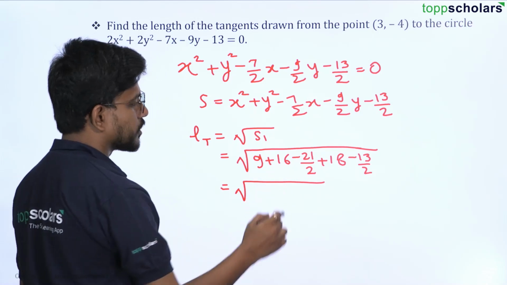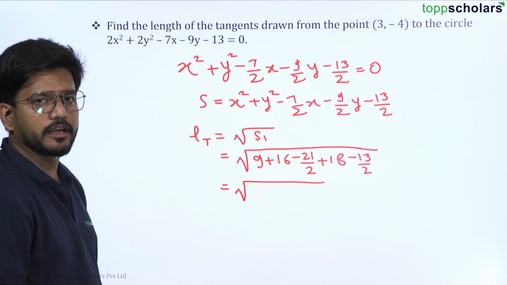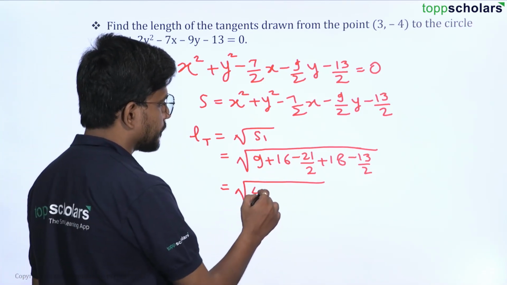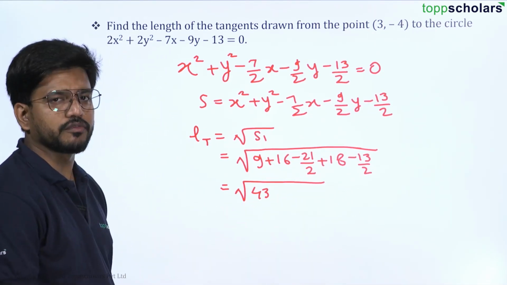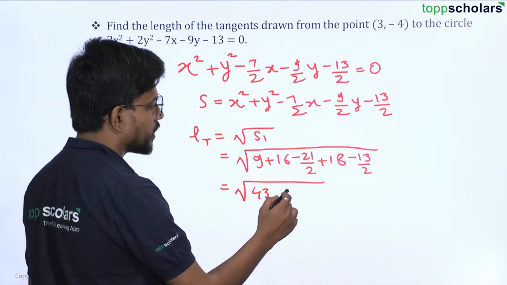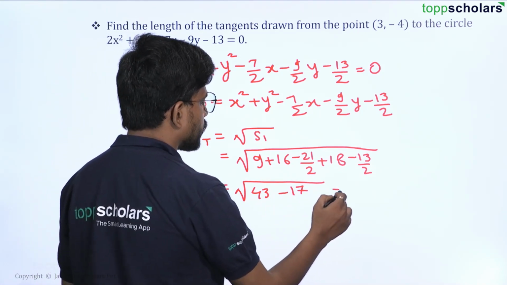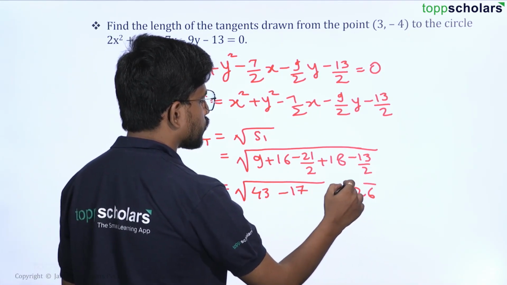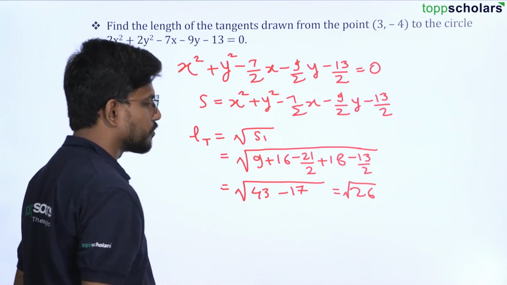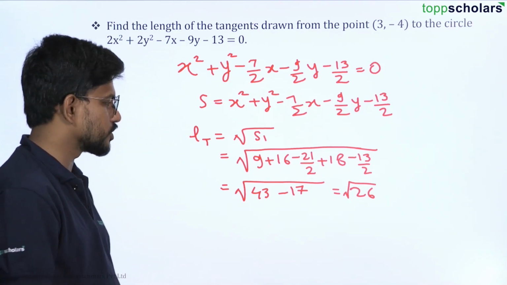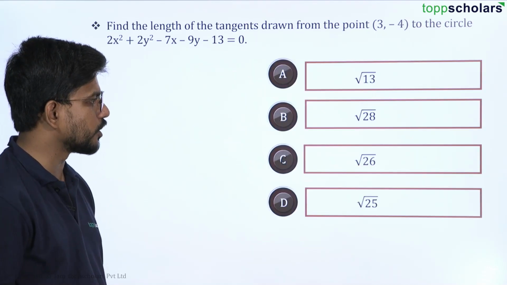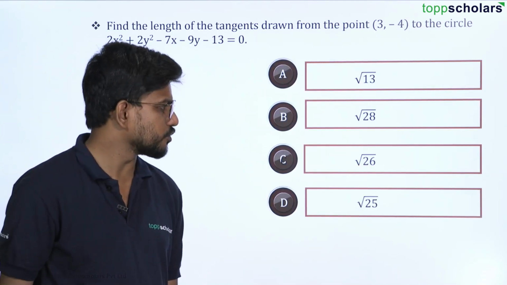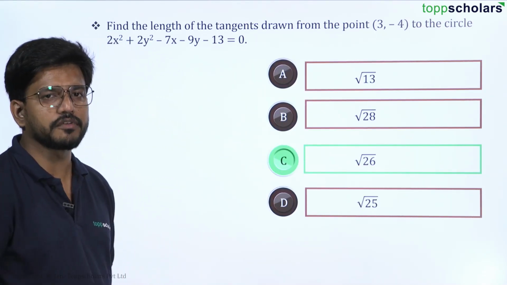Okay, let's see. 9 plus 16 is 25. 25 plus 18 is 43. Minus 21 minus 13 will be minus 34. Minus 34 by 2 is minus 17. So what will it be? 26, right? So root 26 units should be the correct answer to this question, because 43 minus 17 is 26. So root 26. Let us check the options. Yes, option C has to be correct. Yes, option C is definitely fine.